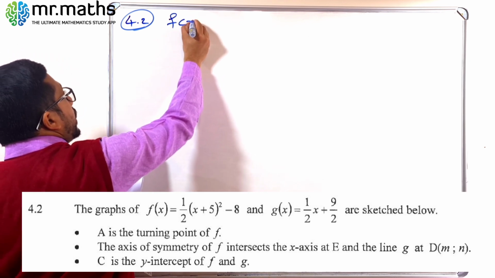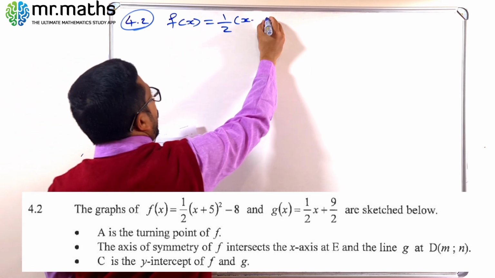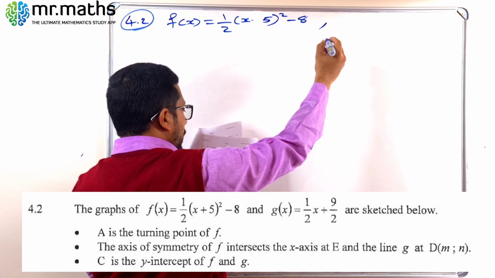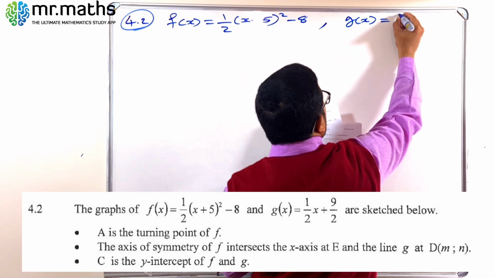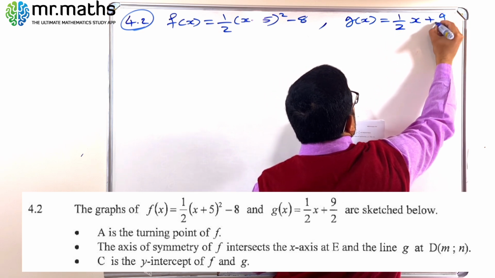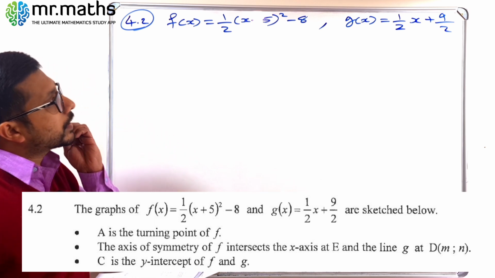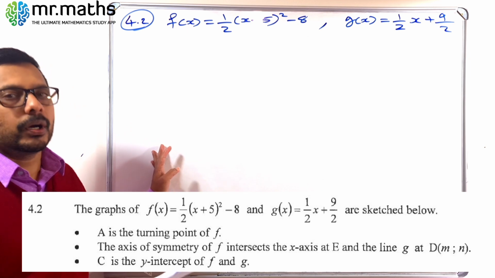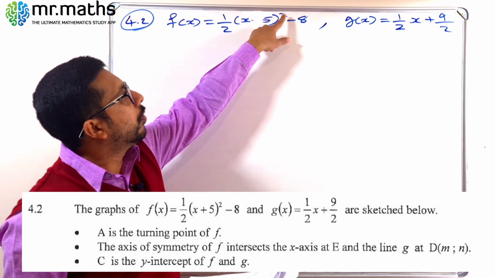So there is a function f of x that is half of x plus 5 the whole square minus 8, and another function g of x, and what is that function? Half x plus 9 over 2. So there are two functions given, one is f of x and the other one is g of x. Once you have a question like this, first you have to identify which functions are which.